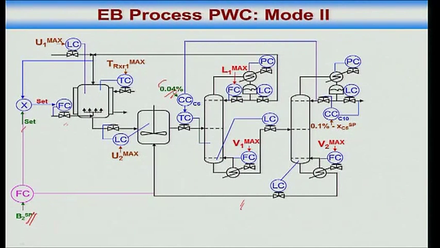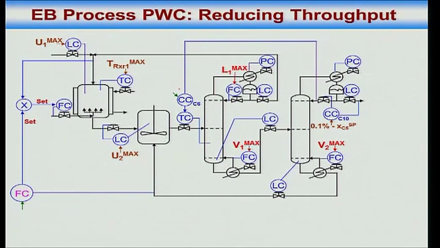Now I want to reduce throughput. What will I do? So I've got my two unconstrained degrees of freedom. I want to reduce throughput. What will I do? The first thing I'll do is take it to 0.09%. Throughput will reduce from 970 to about 940, something like that. Once I've done that, I'll take this from 230 to whatever it was, 112, right?